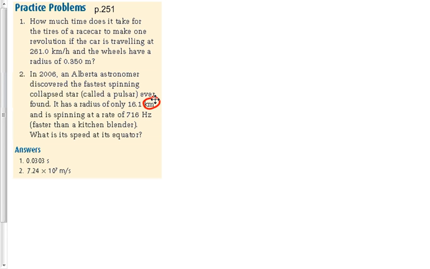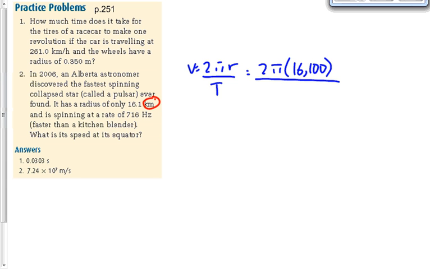We don't know what its speed is at the equator. How fast is it moving? If you were standing on this star, how fast would you be moving as you're spinning around? Well, we know that v is equal to 2 pi r over T, and we're looking for v, speed. That's equal to 2 times pi times the radius, which is 16,100 meters, because we always want to be in meters here. Let's divide that by the period.